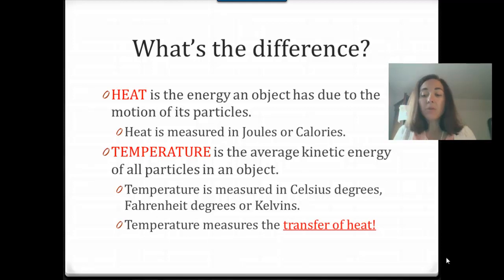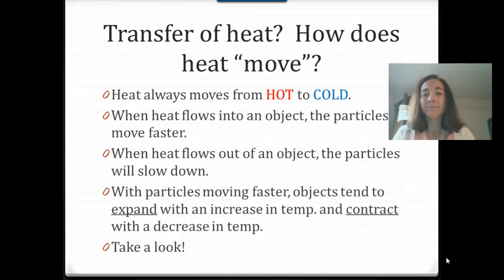The thing with temperature is that it doesn't measure heat directly. It measures the transfer of heat from one object to the other. So what exactly does that mean? Well, heat moves from a hot object or a warmer object to a colder object. And that's typically the way that works anywhere in the world.